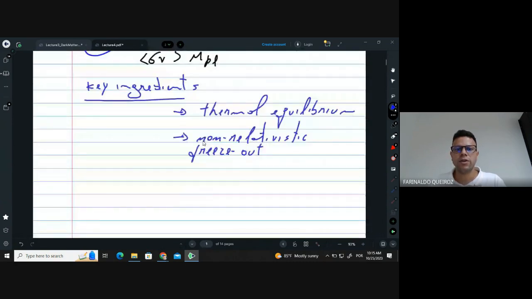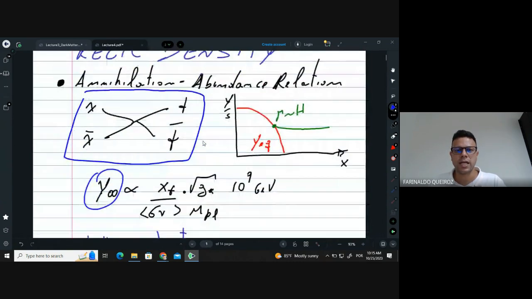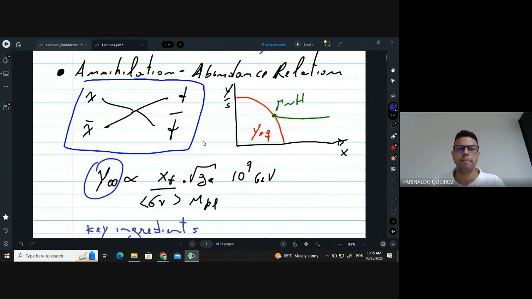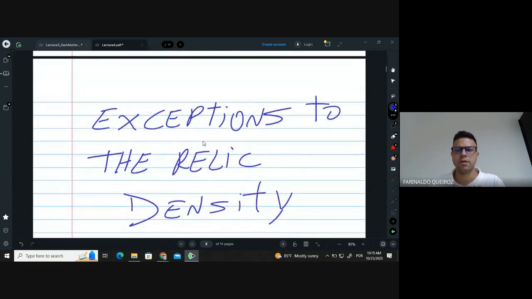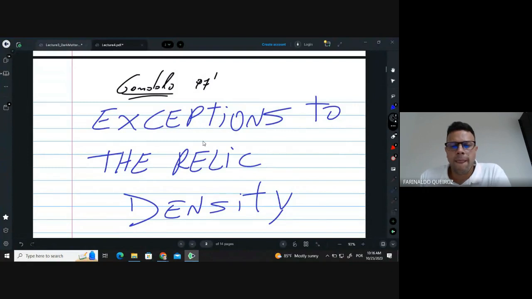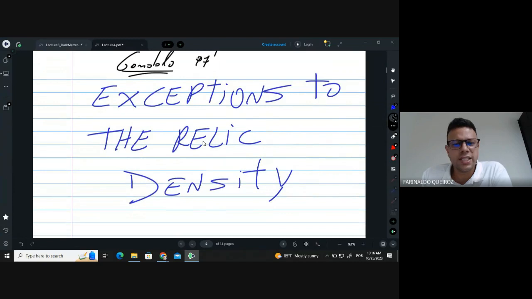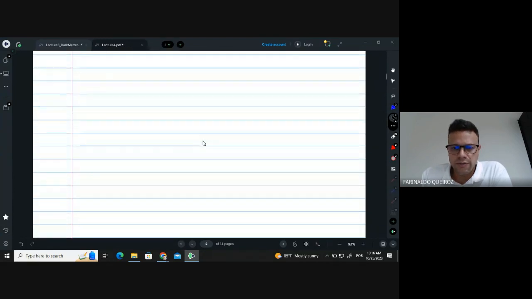And now we're going to cover some aspects. There are exceptions to this whole abundance calculation, covered in an old paper by Gondolo in the late 90s, 97, I believe. It was called Three Exceptions to the Relic Density of Cold Relics. That was the title of the paper from 97. So that's what we're going to cover.